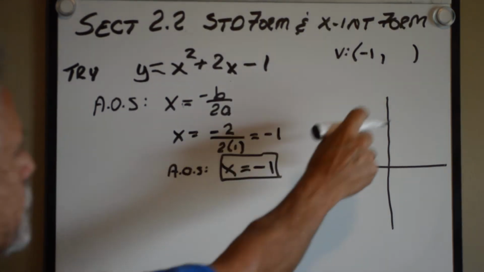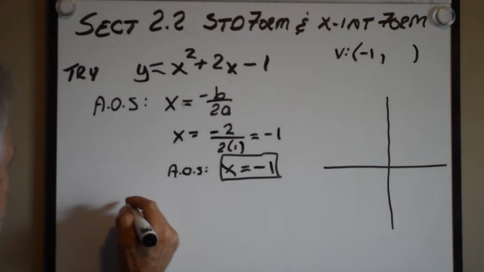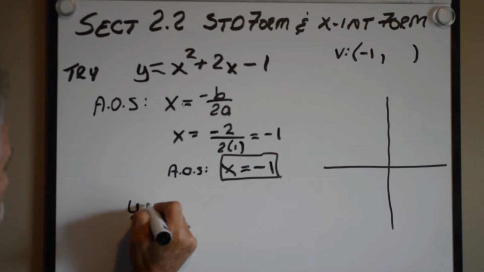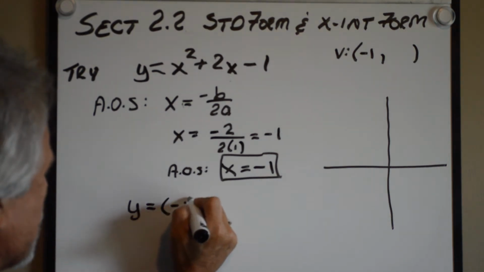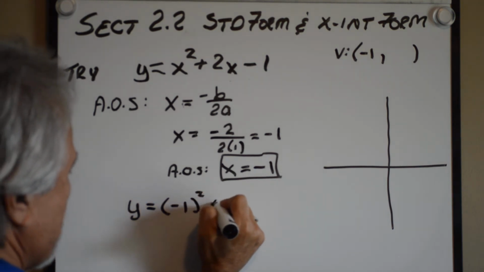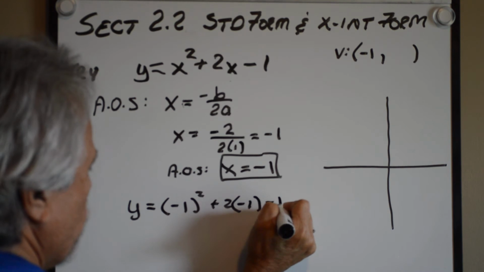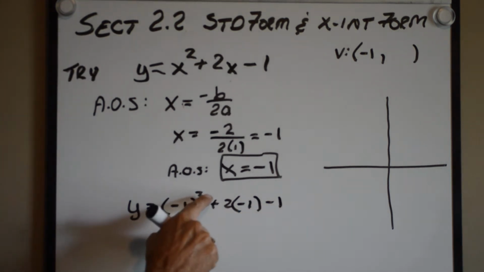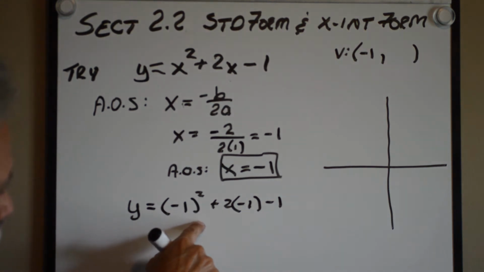Okay, now I need to find that y-coordinate, plug that into the formula, the equation, so y is equal to, always put it in parentheses, negative 1 squared plus 2 times the negative 1 minus 1. Remember, the exponent goes with whatever it's closest to. In this case, it's the parentheses.